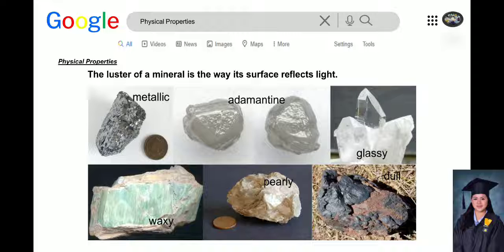Next, the luster of a mineral is the way its surface reflects light. The amount of light reflected depends on physical qualities of the surface, such as its smoothness and transparency. This property is called the luster of the mineral, and it is described according to the degree of brightness from splendent to dull.